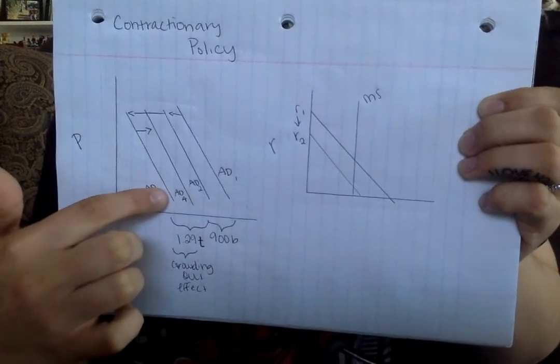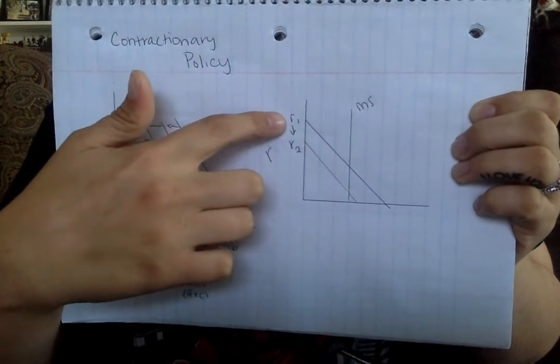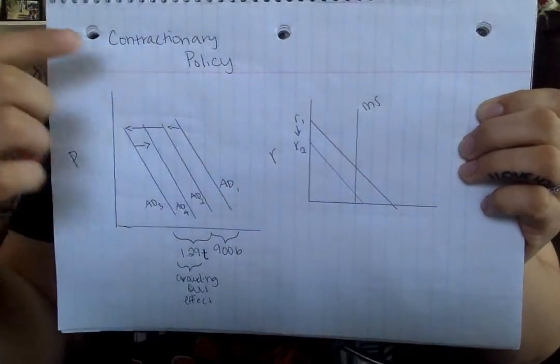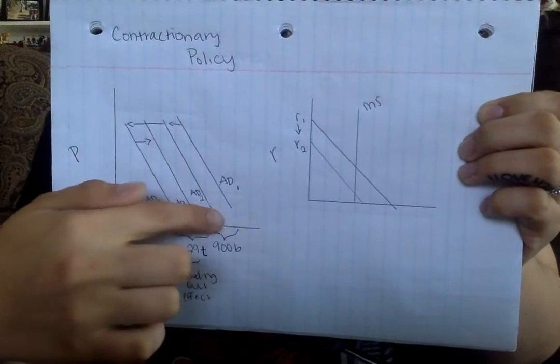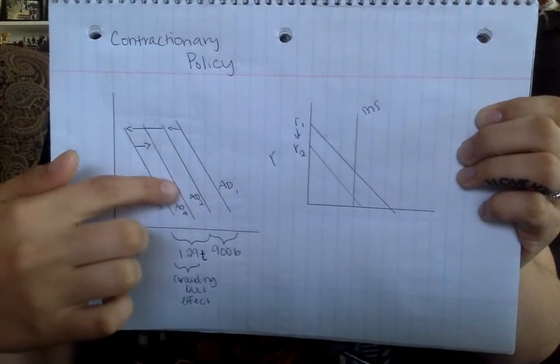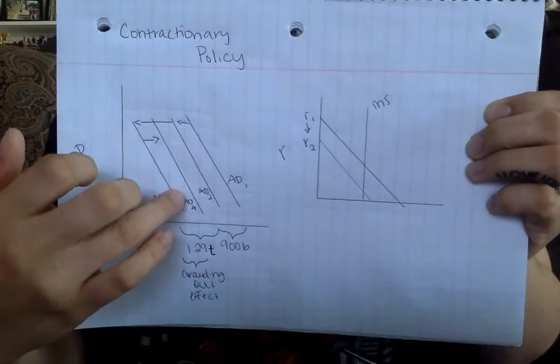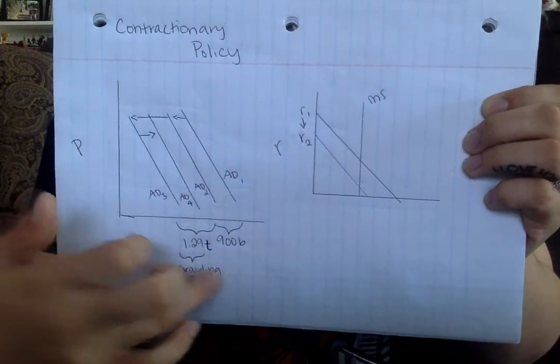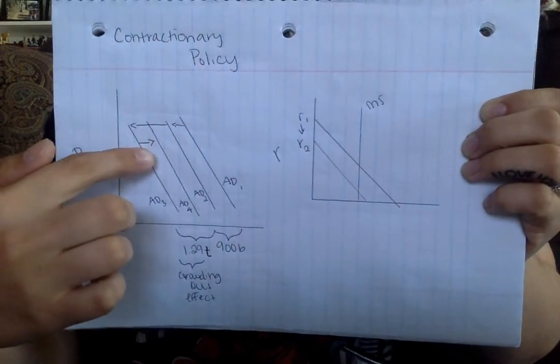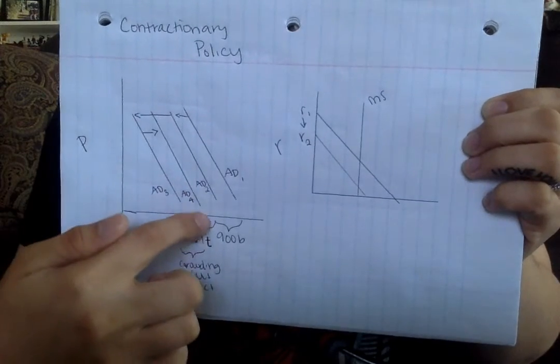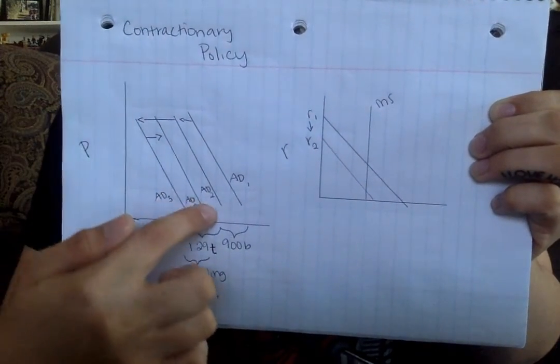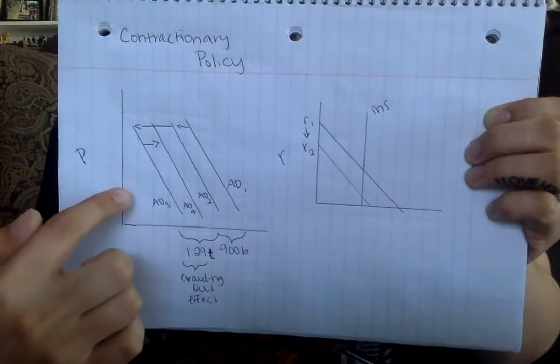And then this is all going to cause the interest rates to go down, and then, because of the crowding out effect, that's going to put the final aggregate demand line, aggregate demand 4, in between aggregate demand 2 and aggregate demand 3.